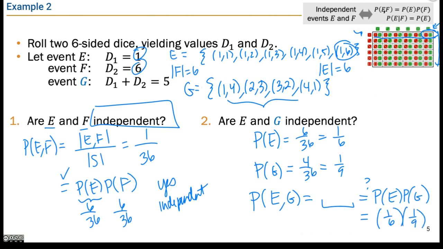Okay, but now the probability of E and G. So if I know my first die is a 1 and the total has to add up to 5, well, there's only one way that could happen. It has to be the roll 1, 4. So that's a 1 out of 36. And so I can see now that this is not equal to the product of the individual probabilities. And so this is not independent. These are dependent.